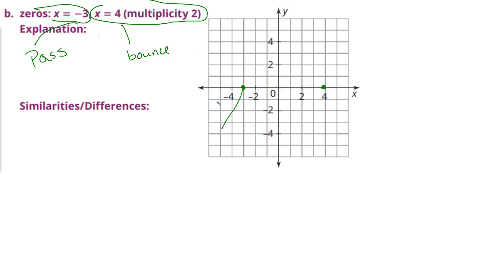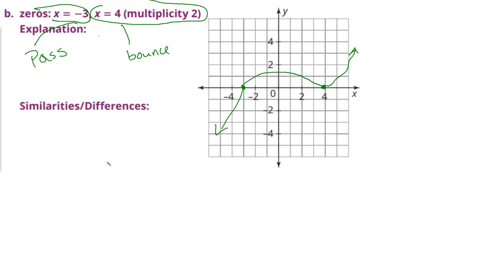Oops, let me go down far enough. So here's an example of a positive A version of that. You could have started up here and then bounced off and come back down.